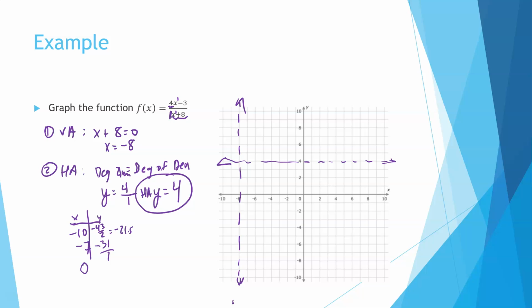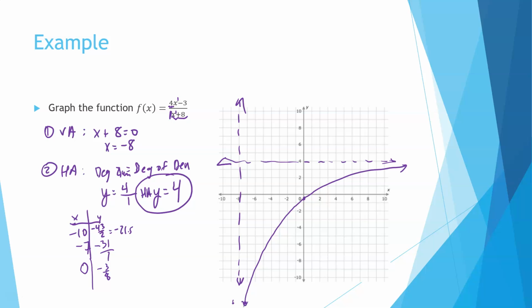When I plugged in 0, okay, so 0, I got -3/8, which would be right here. Okay, so we had gotten -7 was way down here. So it's going to look something like that. Okay, so I kept trying some points until I found some good ones.